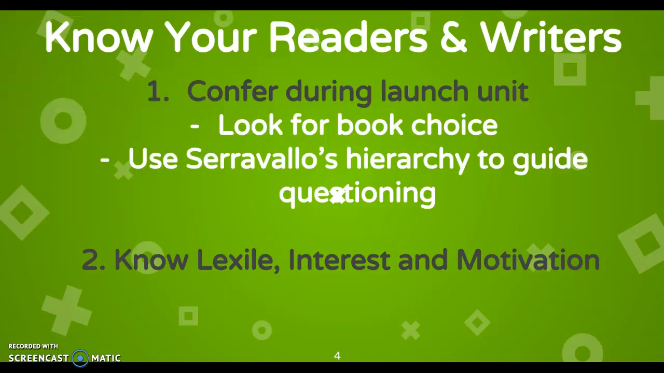Okay, so when you sit down to confer during that launch unit, you're not looking to teach anything yet. You're just looking to assess where they are in different aspects. So 1, look for book choice. Are they choosing appropriately leveled books? Are they choosing books that interest them? Do they even know what interests them? Get to know their hobbies, their interests, so that you can guide their decision-making process if you need to when selecting books. Also, use Serravallo's hierarchy to guide your questioning.